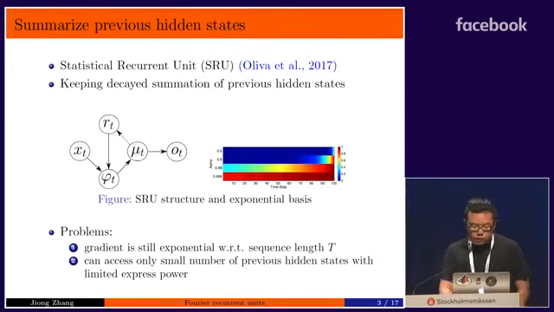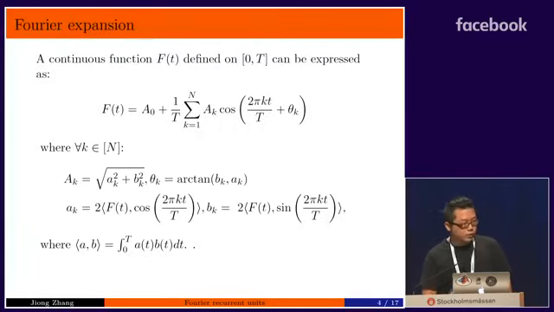However, we found that the gradient is still exponential with respect to the sequence length t, and the expressive power of exponential bases is really limited. But inspired by this work, we propose our work called Fourier recurrent unit.